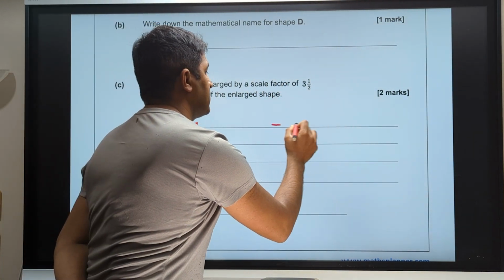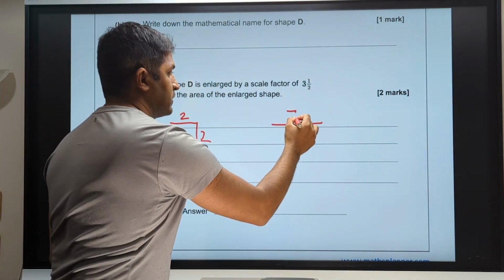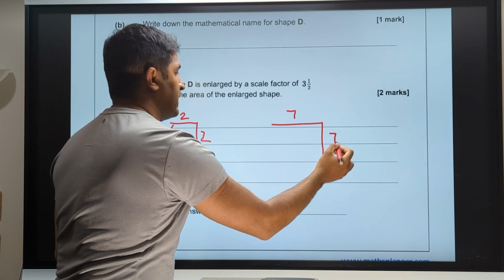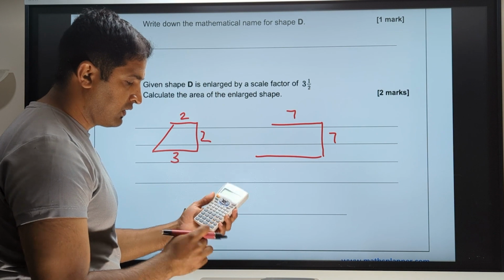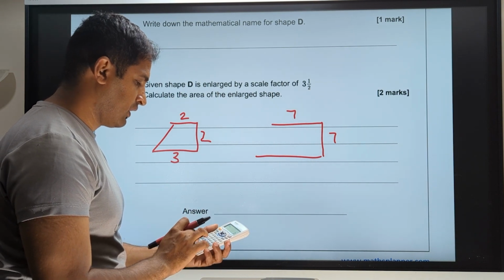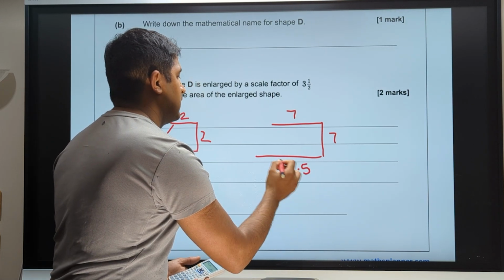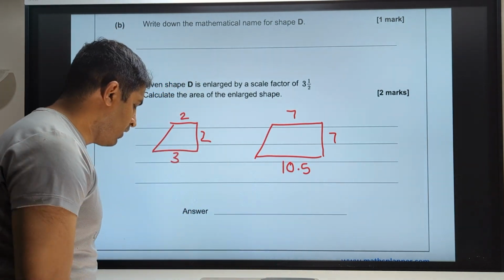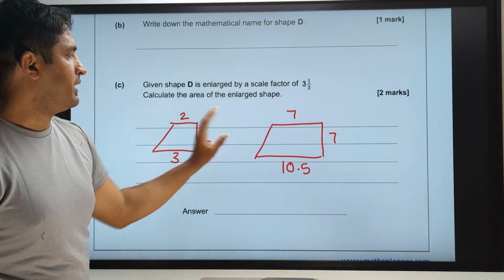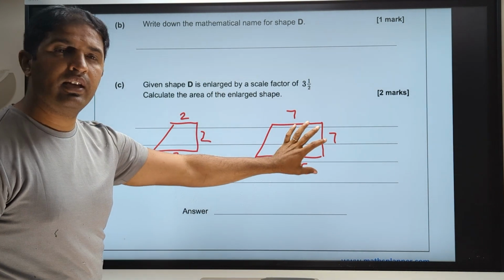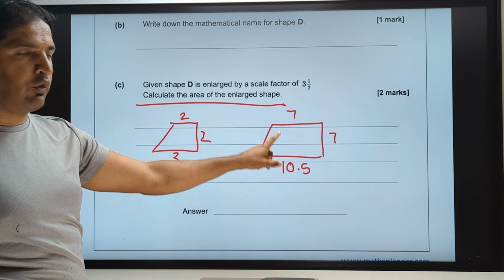Okay, so if you make 2 times 3.5, it will give you 7. So that would be 7. That would be 7. And 3 times 3.5. Let's just use a calculator. You are allowed to use a calculator. Okay. We get 10.5. Okay, so we got the bigger enlarged shape here. That was the original shape. This is the image. And we've been asked to work out the area of the enlarged shape. Okay, so area of this one.